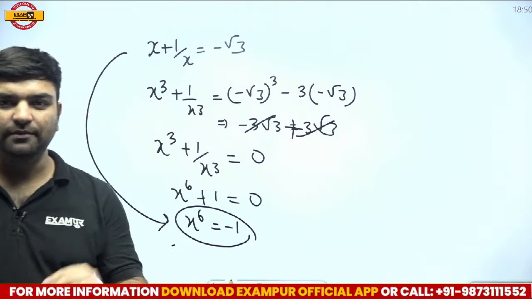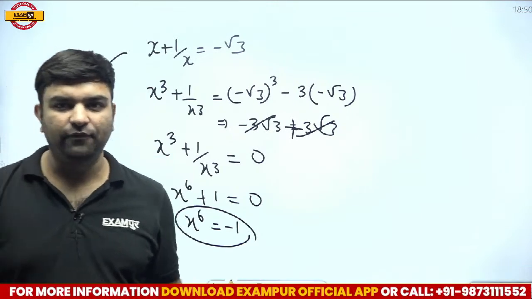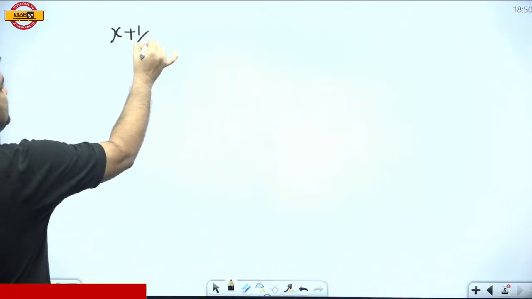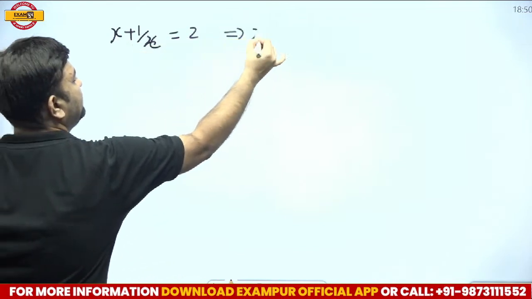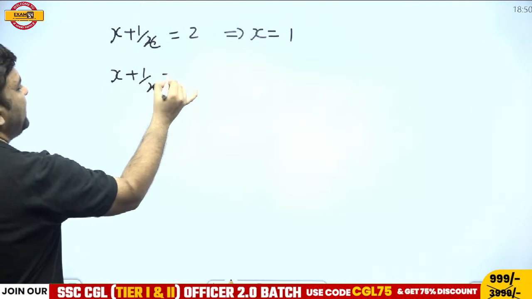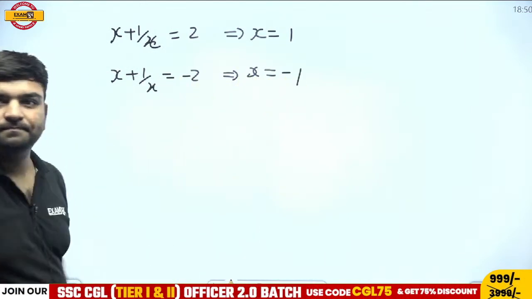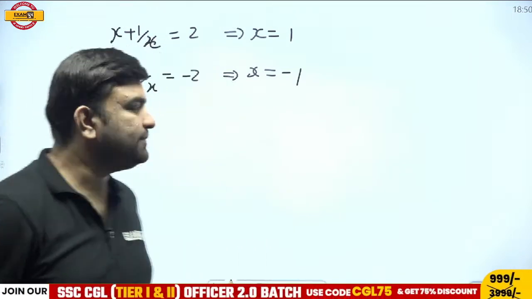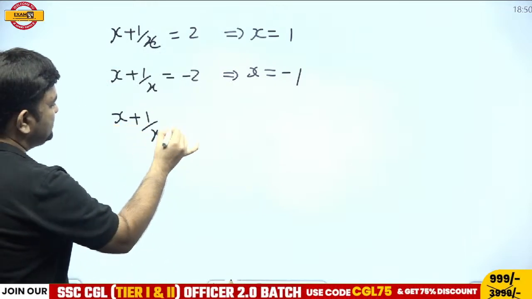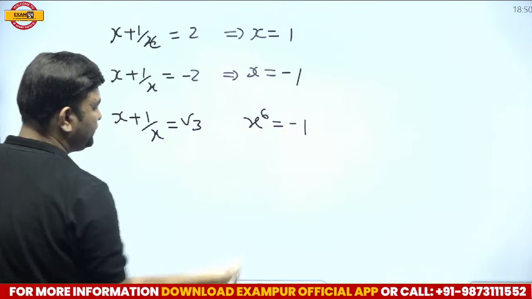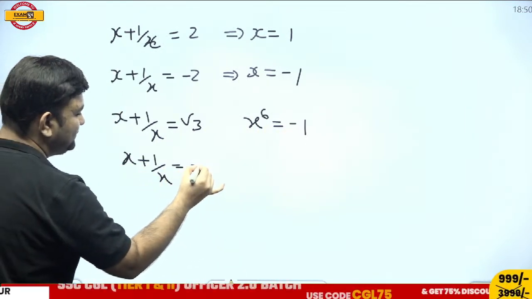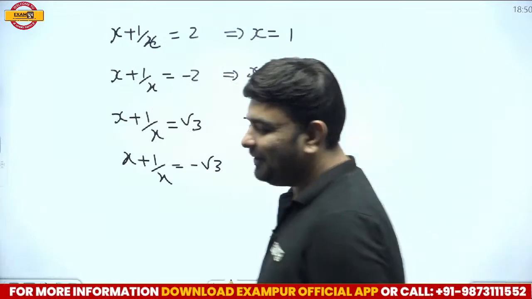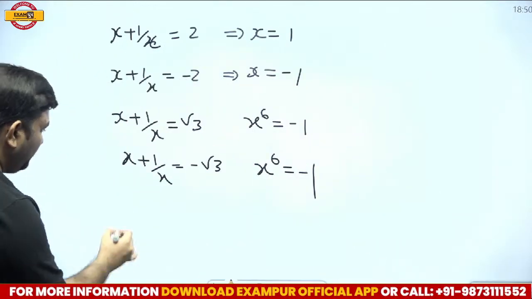One more revision, guys, last time, writing it quickly in a fast forward manner. x plus 1 upon x is 2, x is 1. x plus 1 upon x is minus 2, x is minus 1. x plus 1 upon x is root 3, x to the power 6 is minus 1. x plus 1 upon x is minus root 3, x to the power 6 again is minus 1. Okay. What was the last?